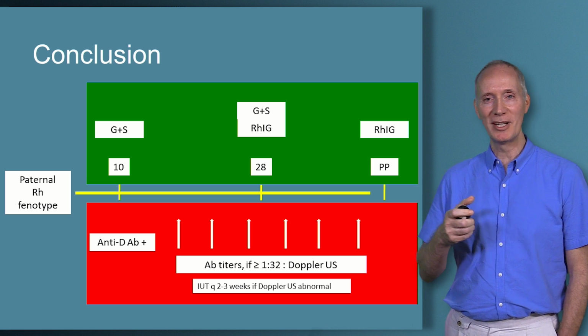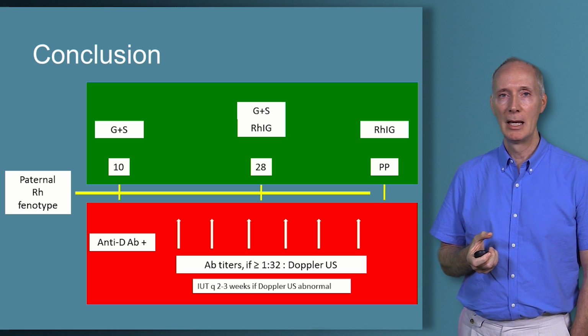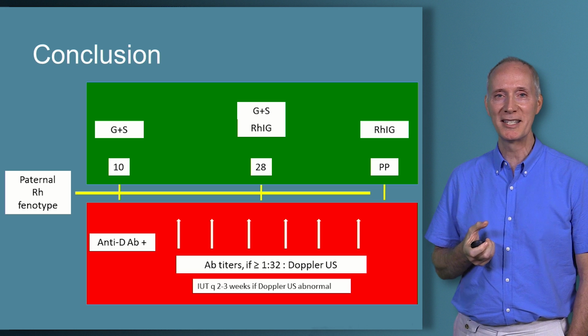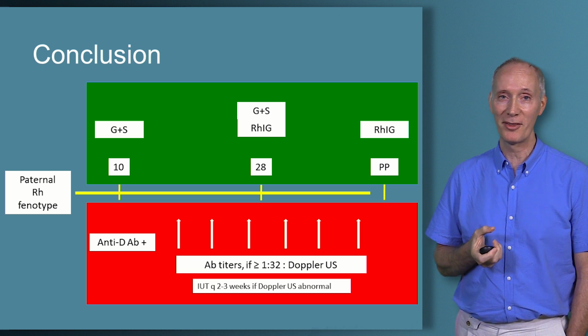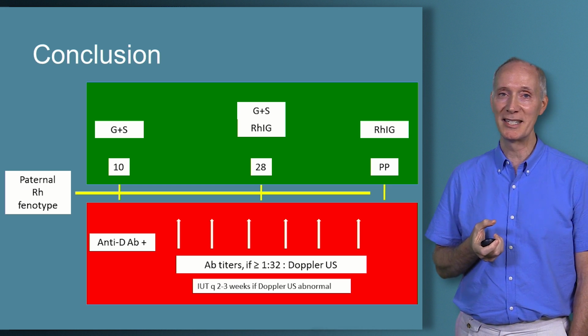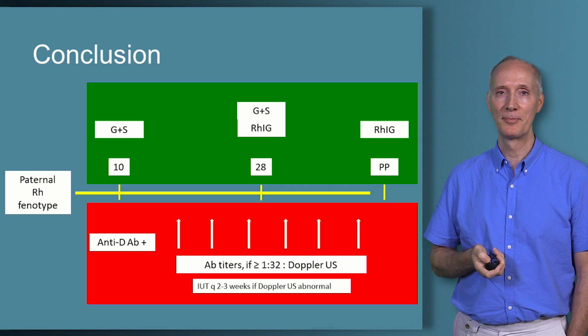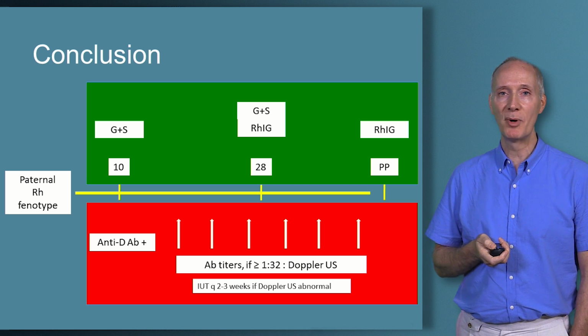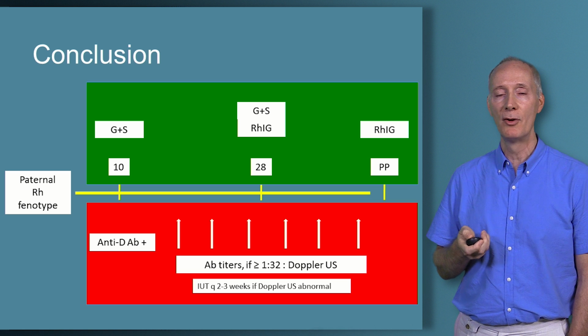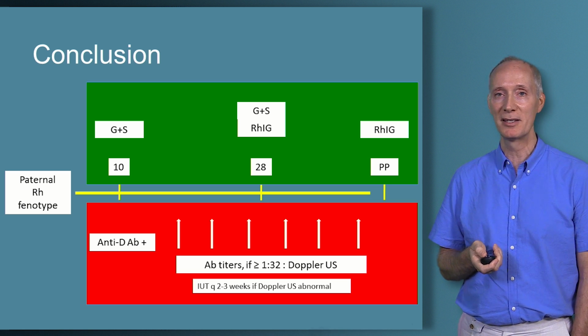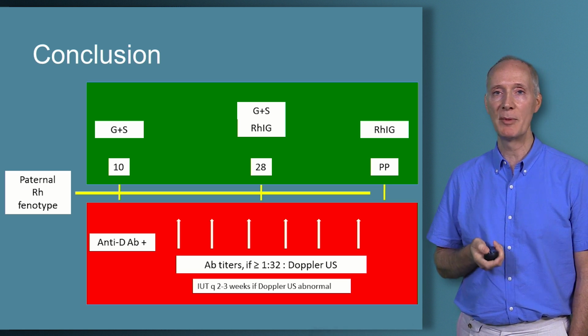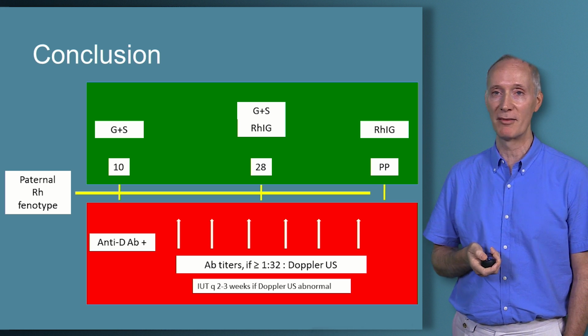So how to conclude this talk in one slide? When you're confronted with a rhesus negative mom, first ask what the rhesus type of the prospective father is. If the father is rhesus negative, there's nothing to worry about, but you're still going to do a group and screen at 10 weeks of gestation at the first prenatal visit. If there are no antibodies, you will follow that patient routinely and repeat the group and screen at 28 weeks and administer rhesus immunoglobulin if the father's rhesus is positive.